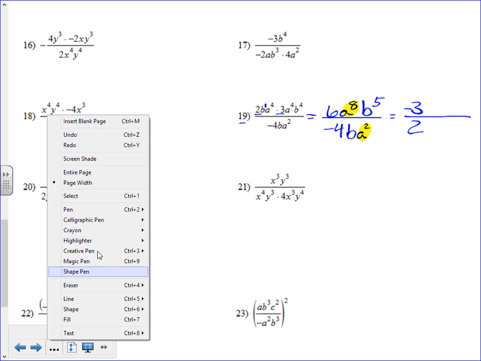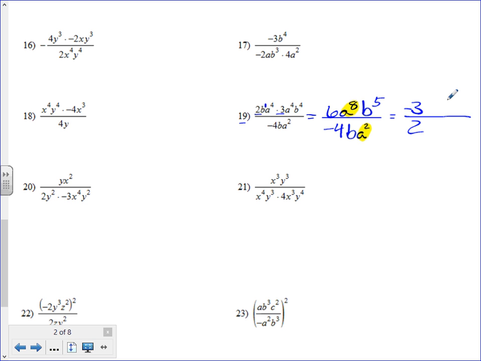B to the 4th power. A to the 6th power. A to the 6th goes in the numerator or denominator? Numerator. B to the 4th power. Okay, good. Done.